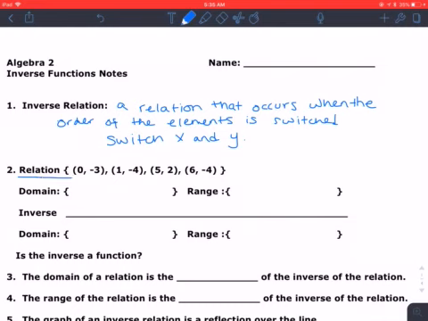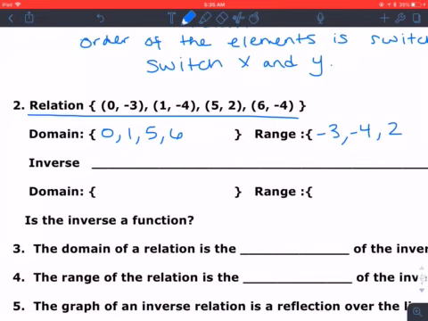So if we're given this relation right here, the domain, remember, is all possible x values. So our domain would be 0, 1, 5, and 6. Whereas our range would be -3, -4, 2. Alright, the inverse is going to be when we switch our x's and our y's.